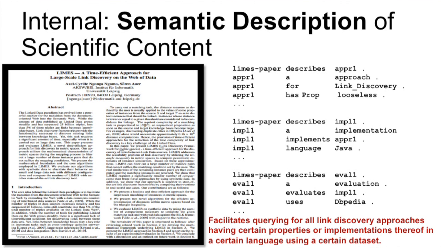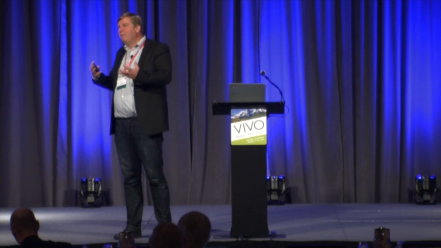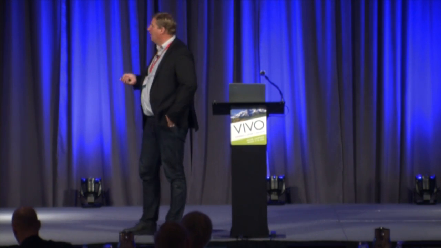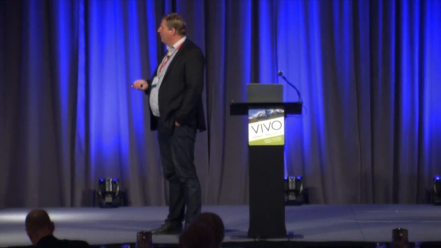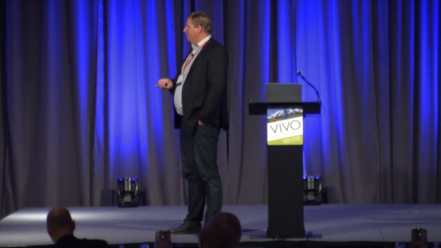We can also describe an implementation which is contained or described in the paper. The implementation implements this approach. It's implemented in a certain programming language, for example, Java. And we can describe an evaluation. So these are usually the 3 parts of many papers: you have an approach which is presented, you have an implementation, and you have an evaluation. And the evaluation evaluates the implementation of the approach, and it uses a certain data set for evaluation.